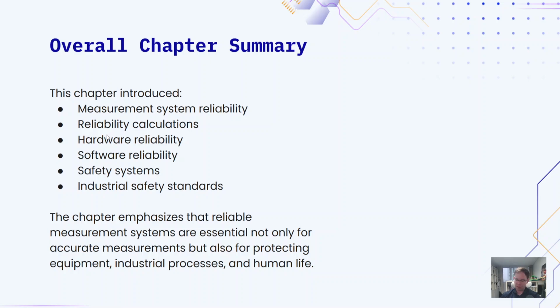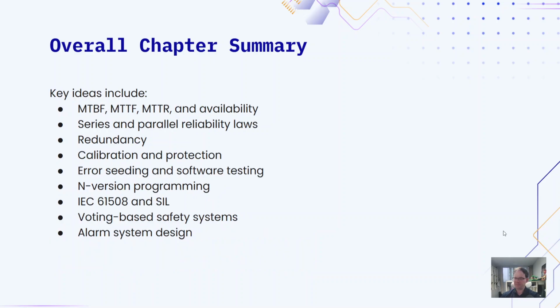Okay, here's a summary of the chapter. That was good because that took about the class time. This chapter introduced measurement system reliability, reliability calculations, hardware reliability, software reliability, safety systems, industrial safety standards. This chapter emphasizes that reliable measurement systems are essential not only for accurate measurements, but also for protecting equipment, industrial processes, and your life. Key ideas include the mean time between failures, the mean time to failure, the mean time to repair, and availability. Those were all the first concepts.